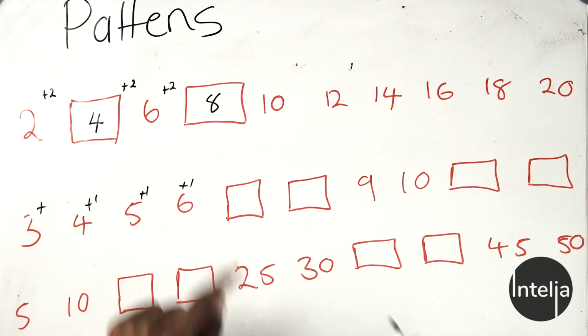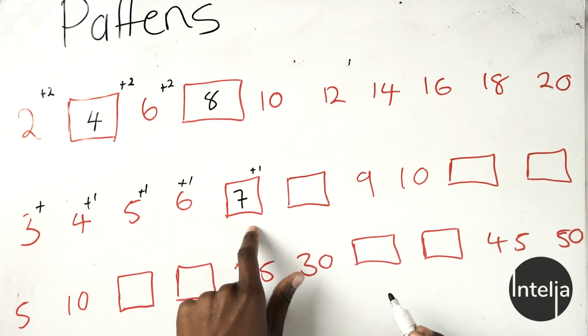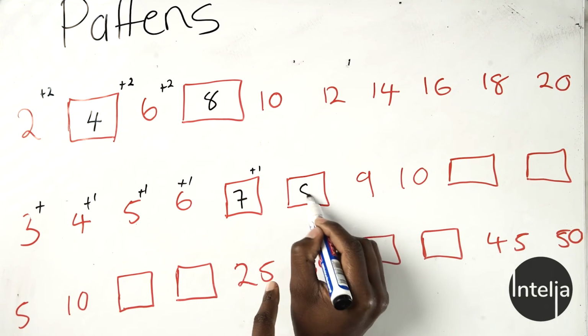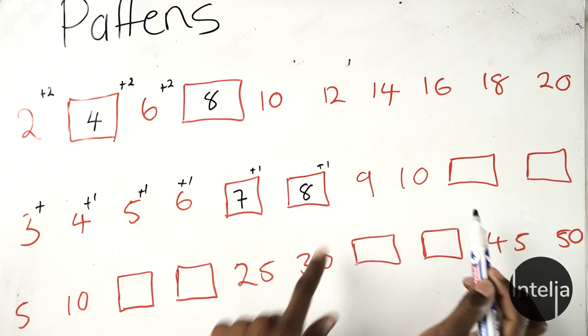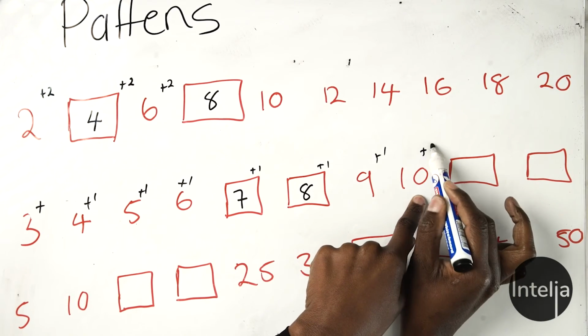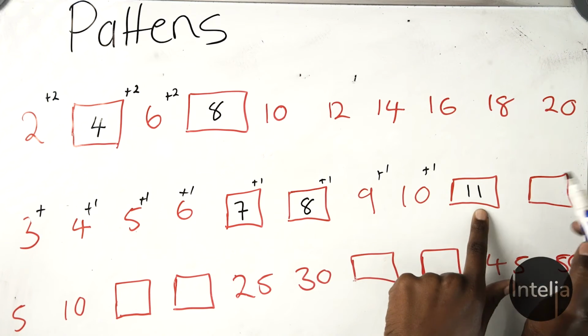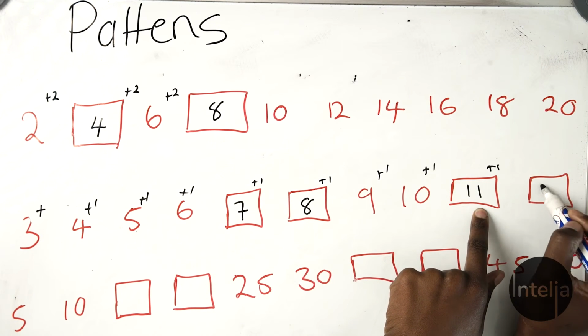So 6 plus 1, that's 7. 7 plus 1, that's 8. 8 plus 1, that's 9. 9 plus 1, that's 10. 10 plus 1, that's 11. That's our missing number here. 11 plus 1, that's 12.